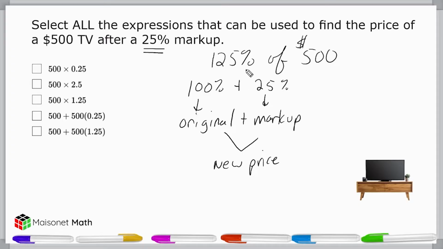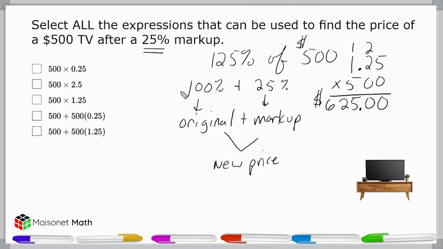So what we're going to do is convert this into a decimal. To do that, we just move the decimal point 2 places to the left because really a percent means to divide by 100. So 125 divided by 100 is 1.25. And now we're going to multiply that by 500. We're going to drop these 2 zeros. And 5 times 5 is 25. This is 12, and we have 6. So that would be $625.